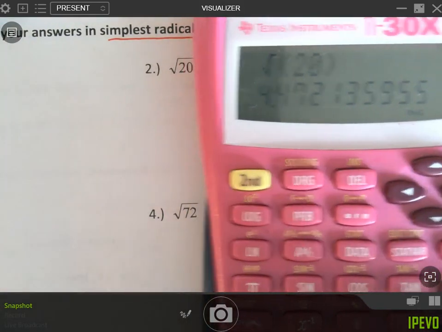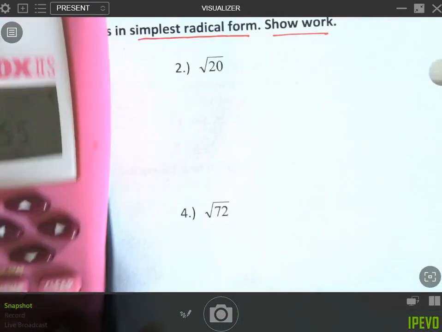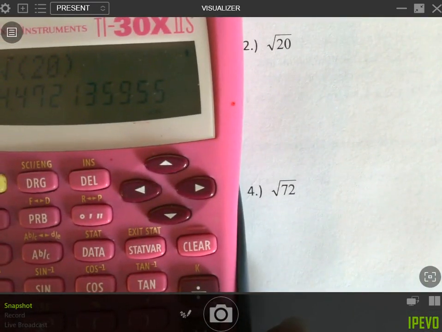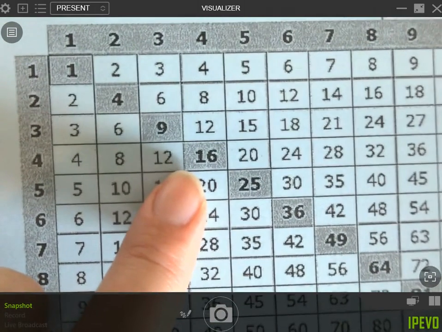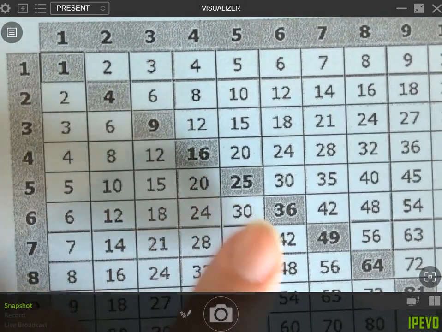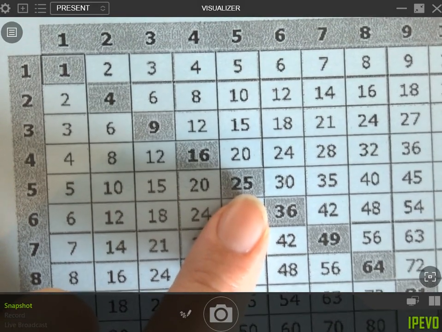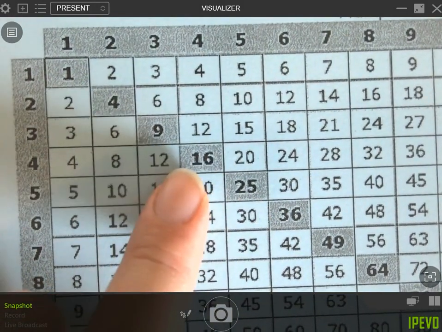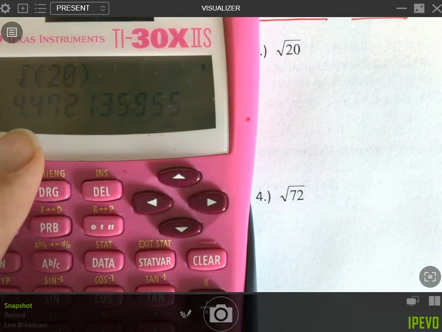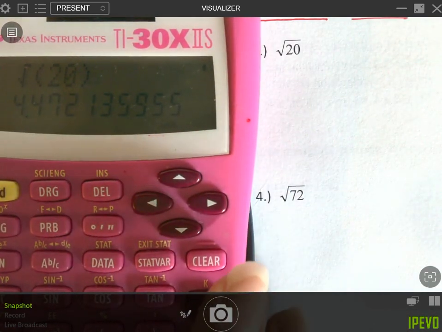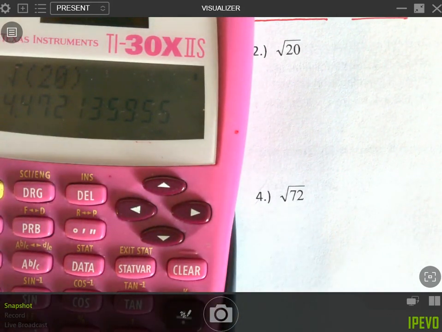I cannot use my calculator to do all the work. So square root of 20 is not a perfect square. We see that. Okay, next, I could also look and see that it's not on my list. Now think about it. 20 is between 16 and 25. So if I just said the square root of 20, I know it's between 4 and 5. And it was, wasn't it? It's 4.47.